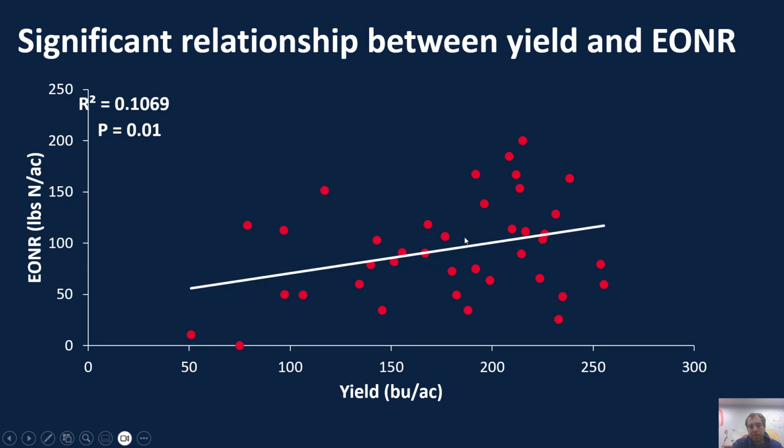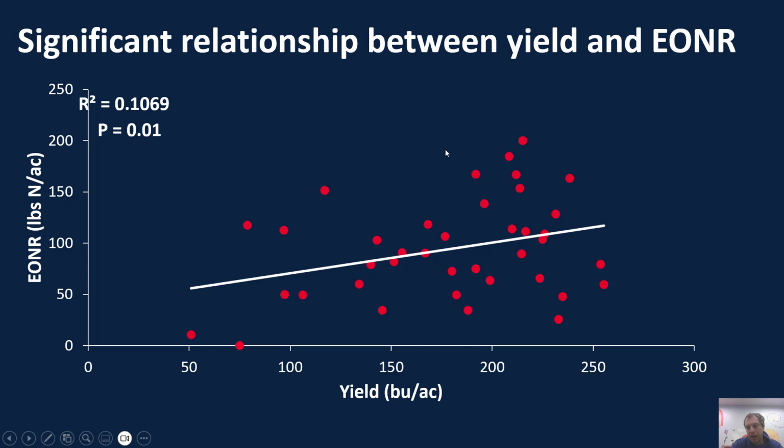This isn't an amazing relationship. Our R squared is 0.11, which is not great. 0.789 would be better, but there is a relationship there. And that's mostly because we look at these lower yield potentials in central and sometimes western South Dakota versus our higher yield potentials in eastern South Dakota. You kind of tend to see this.